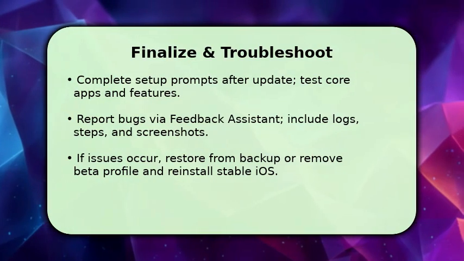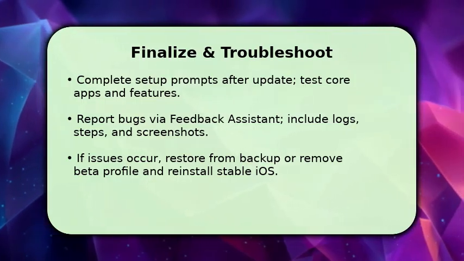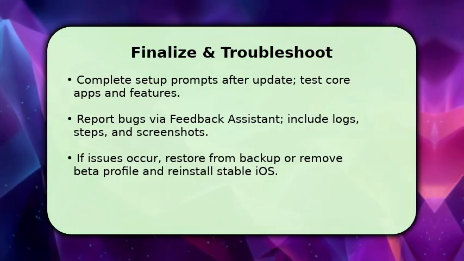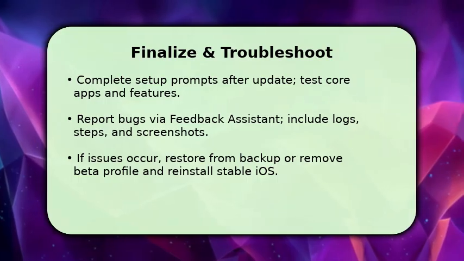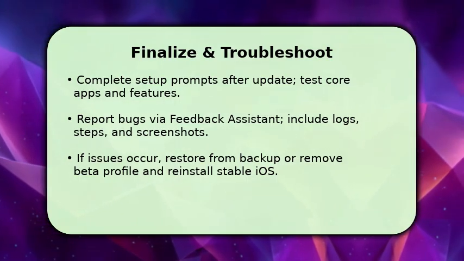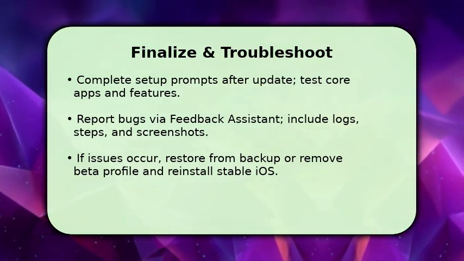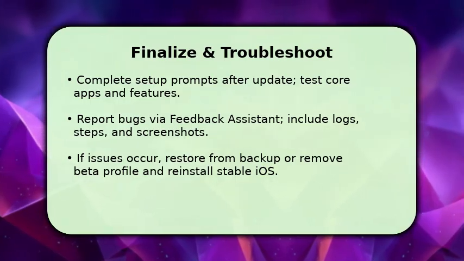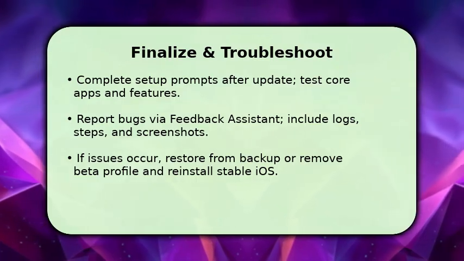Finish by walking through the initial setup and confirming essential apps work. You should open Settings and review privacy and permissions changes. Test Wi-Fi, cellular, Bluetooth, and key apps. If something breaks, use Feedback Assistant to file a clear bug report with steps, screenshots, and logs. Should the beta be unstable, remove the beta profile and either restore from your backup or use recovery to reinstall the latest public iOS. This sequence gets you back to a stable system if needed.